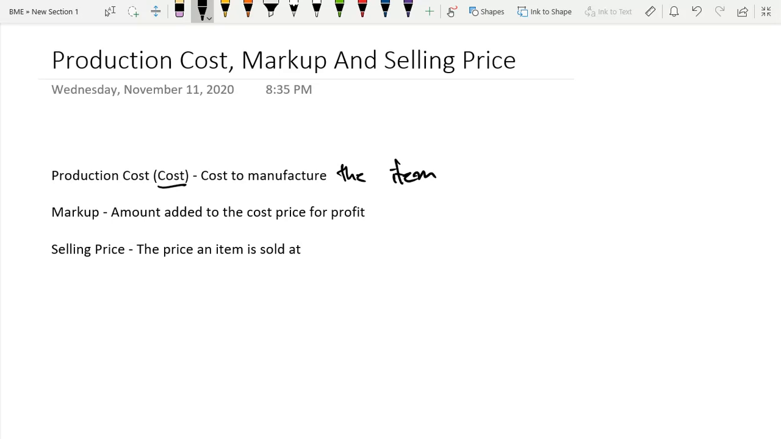Sometimes it's just referred to as cost, but I like to say production cost because I think it's a bit more specific. Markup is the amount added to the cost price for profit. If you want to make some profit, you put a markup, and companies always put some markup so that they can make a profit. And lastly is selling price, the price an item is sold at. This is basically the production cost and then the markup as well. So this is the final price. This is the price that you're purchasing the item at.